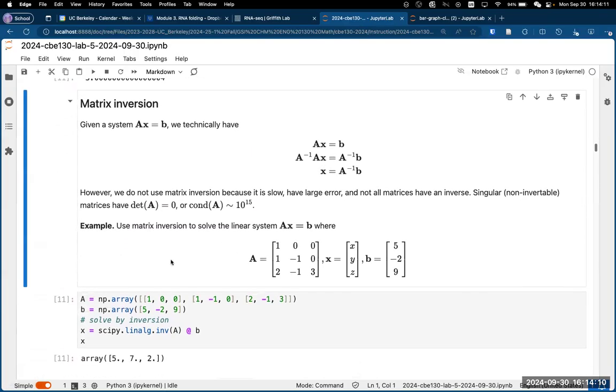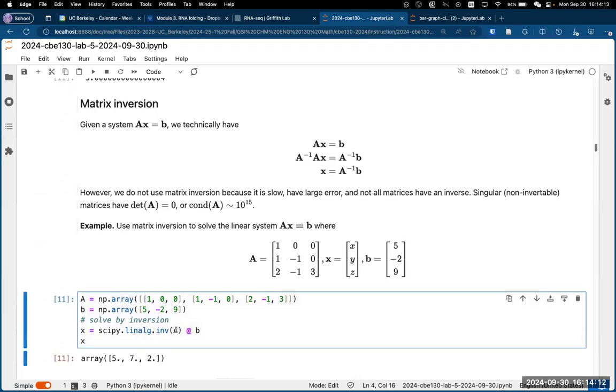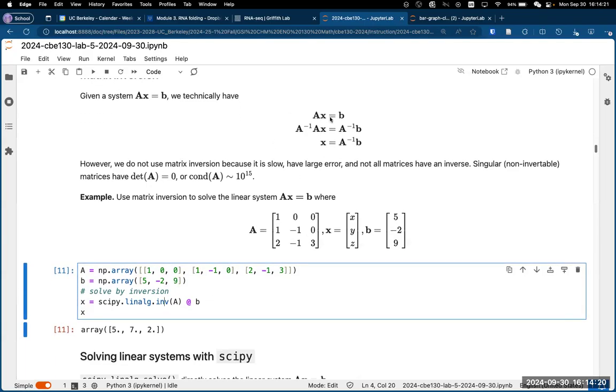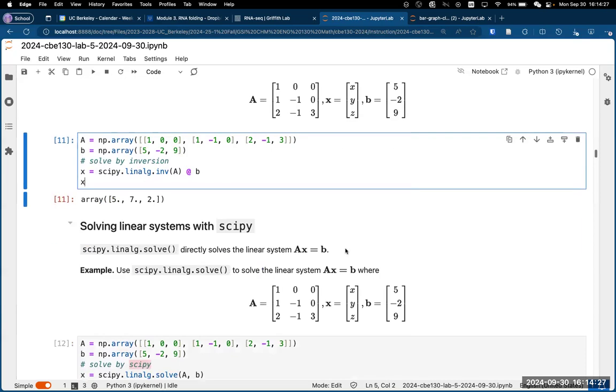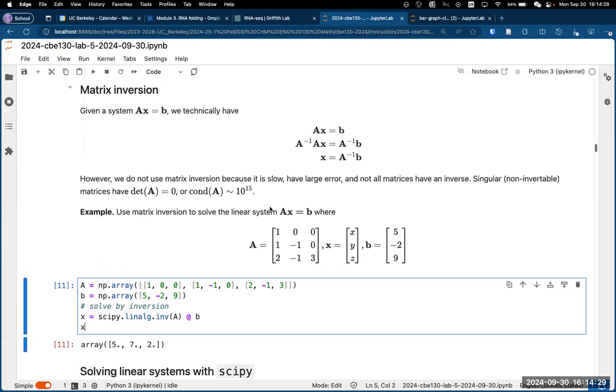You can find the inverse of the matrix using the linear algebra inverse function. And you can use the inverse matrix to find the solution of a linear system. So you have the inverse matrix multiplied by B, you get the X. You can, but this is usually very slow because if you invert a large matrix, it's very computationally heavy.